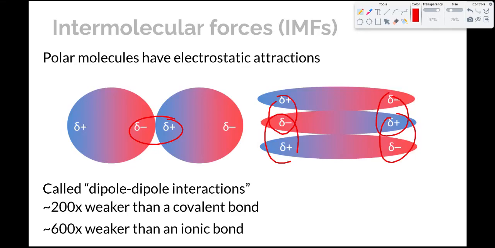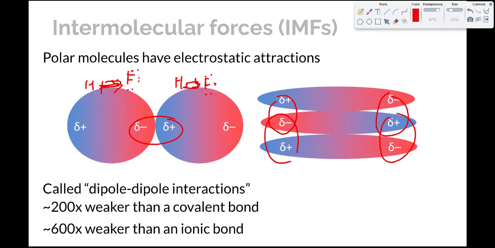And just to give you an idea of their strength, they're about 200 times weaker than a covalent bond and about 600 times weaker than an ionic bond. Let's say, for example, that this was hydrofluoric acid. So this would be the Lewis structure of it. The fluorine side of the molecule is going to be more electronegative than the hydrogen side, and so there's a dipole this way. And on this molecule, it's an identical molecule, the same dipole exists.